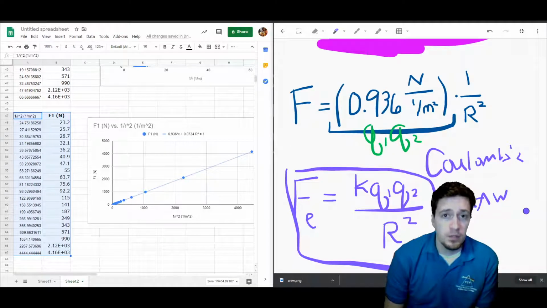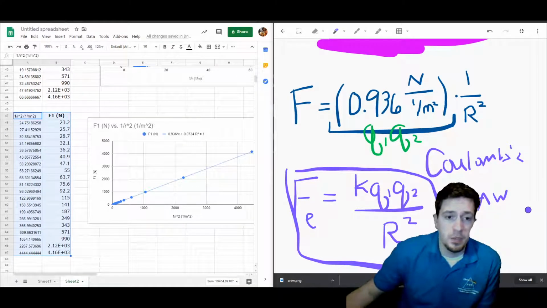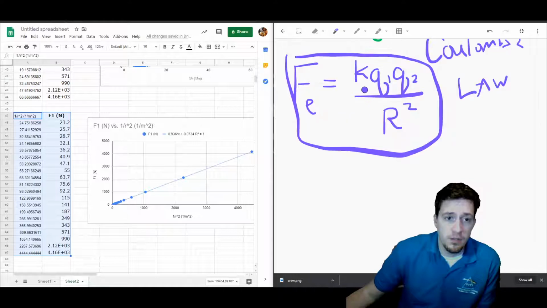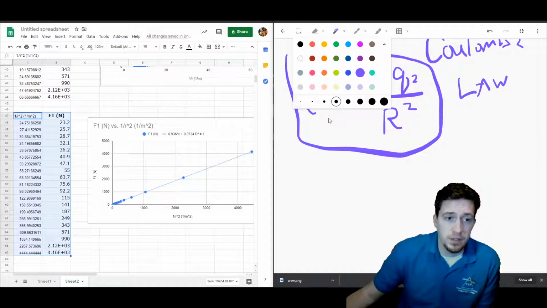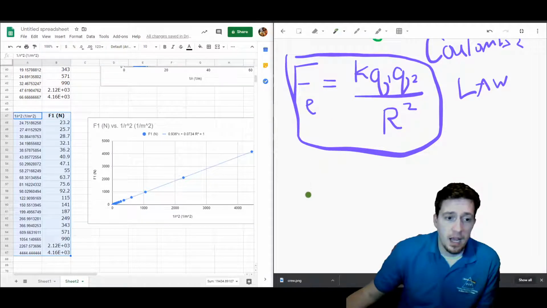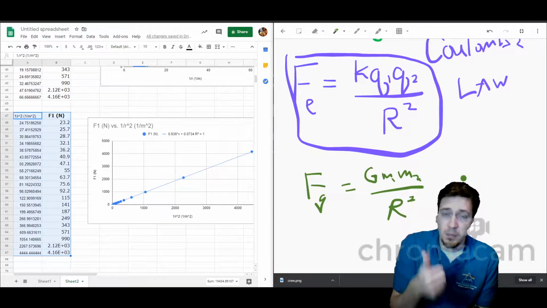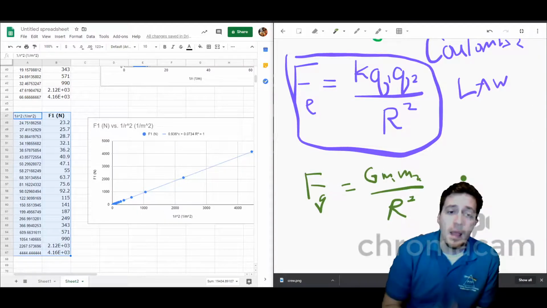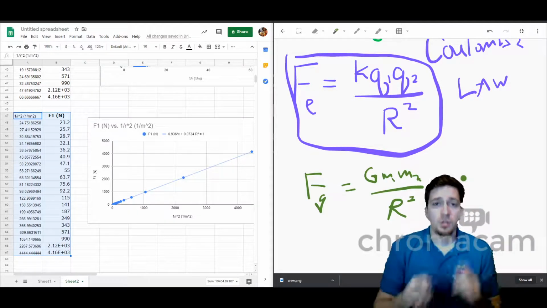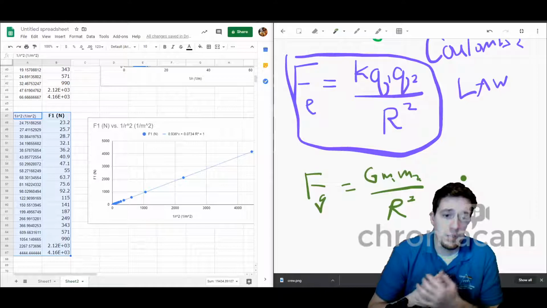Now, if you notice, this looks very, very similar to another equation that we know. This is ridiculously similar in style and shape to our good friend Fg equals big G m1, m2, all over r squared. They look super similar. They both have a constant, they both have two things in a numerator, and then they both have the r squared. So that means the r squared relationships are going to be the same between these two things.